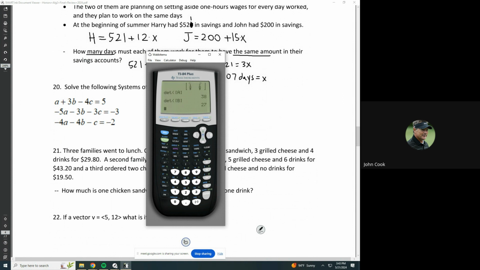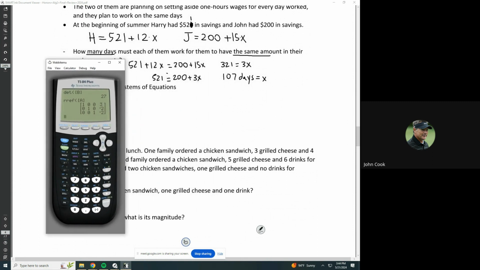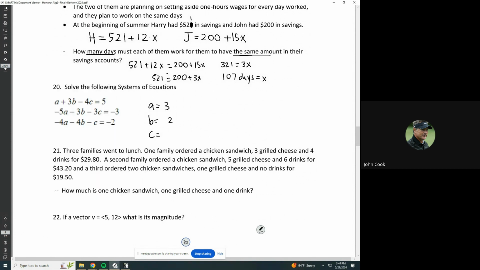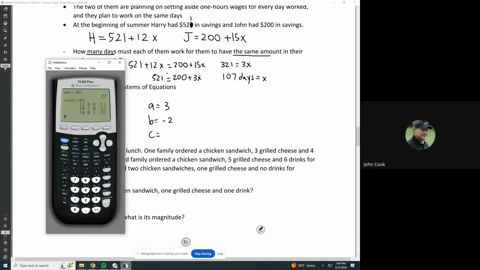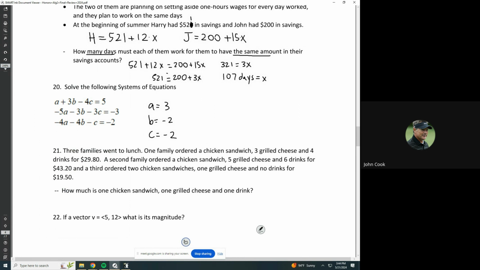Okay, and then what we do to solve it is we use reduced row echelon form, or RREF, on our calculator. So you go to math, and RREF is kind of towards the bottom. There it is. And then matrix A, enter, and this will give you all the values that you need. So A is equal to 3. B is equal to -2. I didn't see what C was before it went away. -2 also. Okay, so those are all your numbers. Just use your calculator for it.